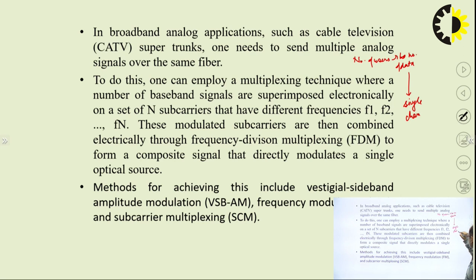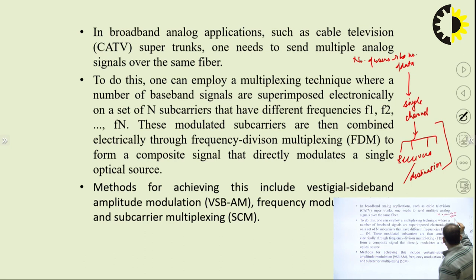Clear? And when this is sent over a single channel, the channel is to be distributed to the respective receivers or destinations. That is known as demodulation or demultiplexing. Clear? So the source can be in analog form or in digital form.